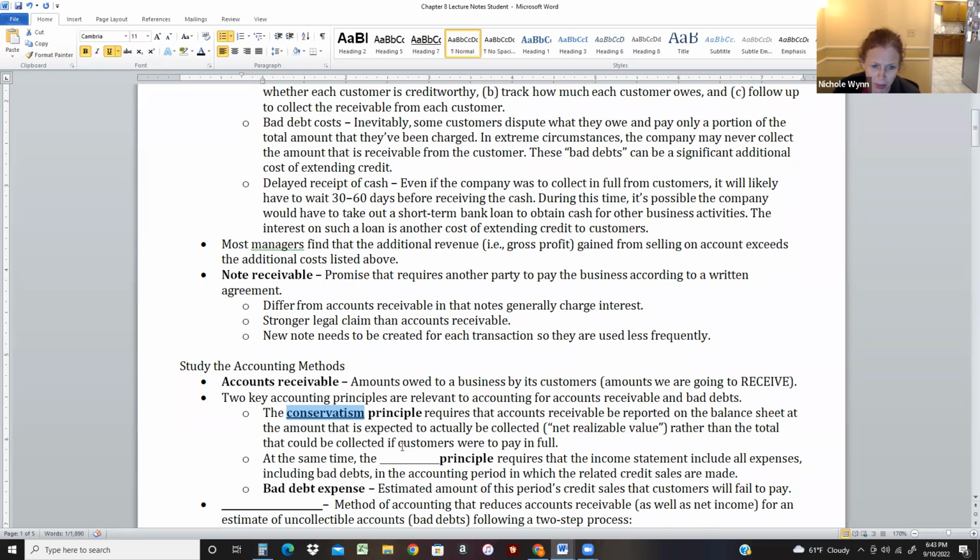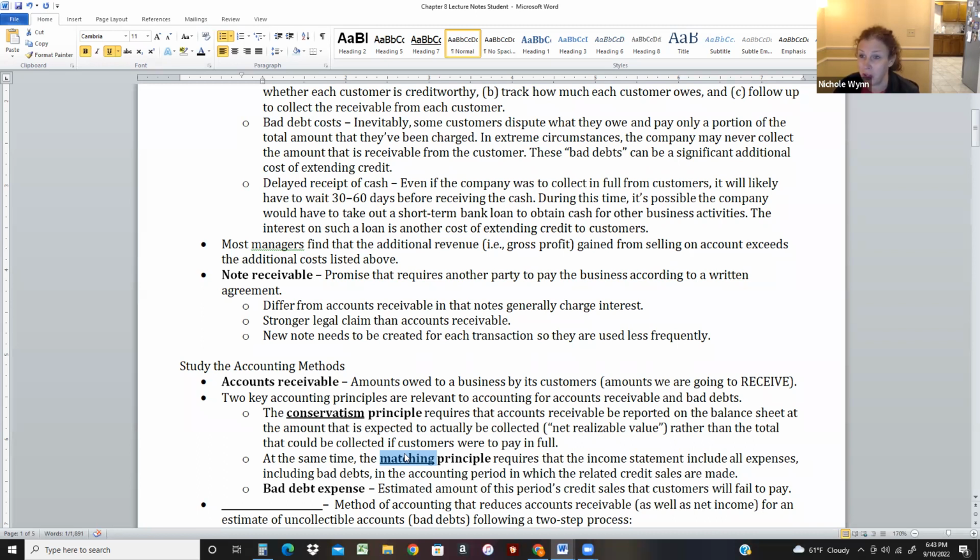Also, we use the matching principle. And the matching principle says that when we have revenue, we need to match the expenses in the same period. So if we have revenue of 100,000 from customers, then one of the expenses of that revenue is the potential of bad debt. So what we have to do is we have to estimate what we think will be bad. And that's hard because we don't know.